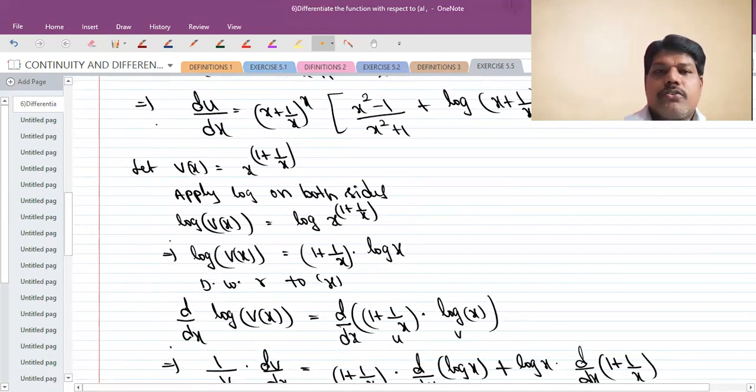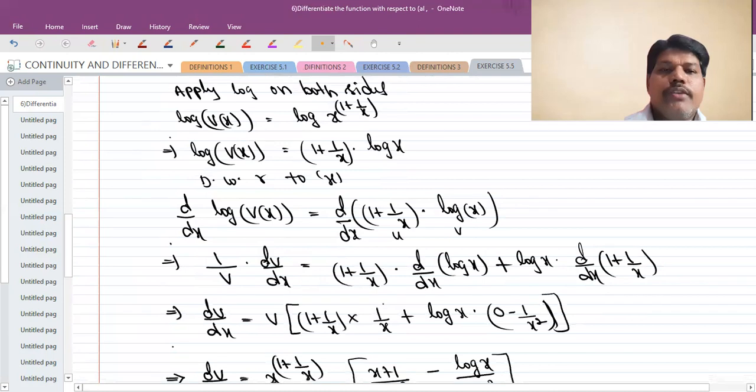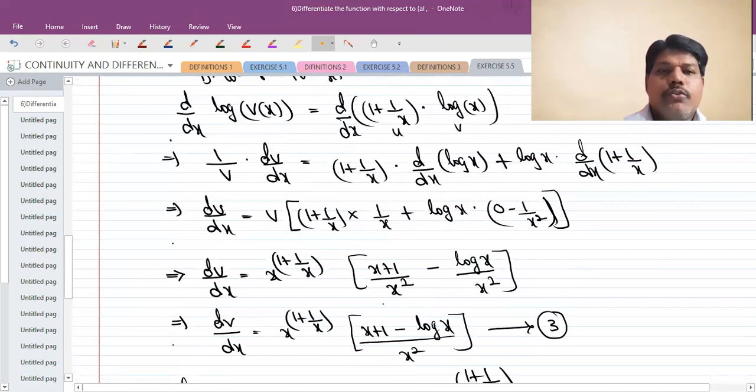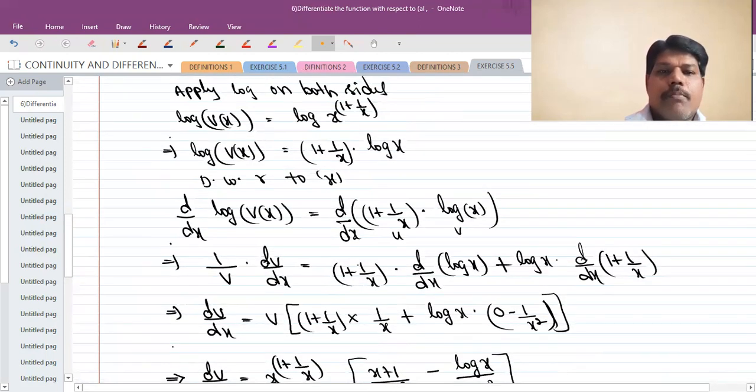Let v of x be equal to x power 1 plus 1 by x, and apply the log on both sides. So log v of x is equal to 1 plus 1 by x into log x. Differentiate with respect to x. It is the u into v formula. What we will get is 1 plus 1 by x into the derivative of log x, plus log x into the derivative of 1 plus 1 by x.